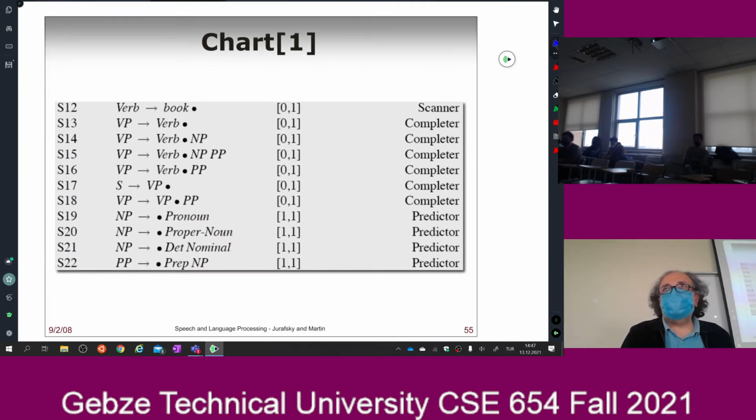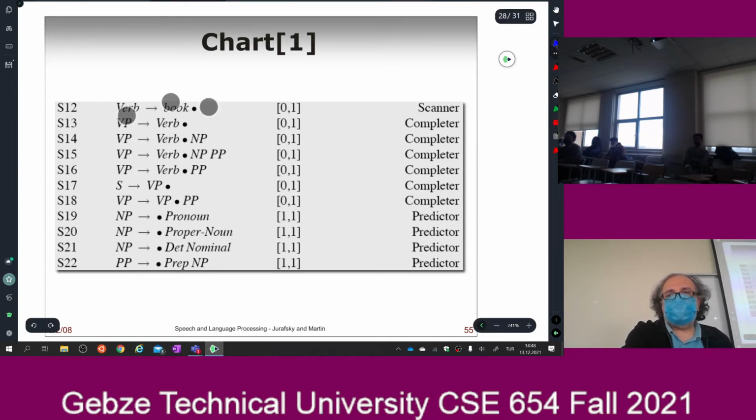I read book. When I read book, I scanned it, and now I observed this verb. I observed this book word. Now that means what? This rule is now complete. Okay, VP verb is complete. This one is moved from dot verb NP to verb dot NP. This one is moved, and this one is moved.